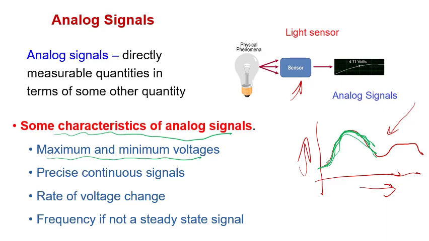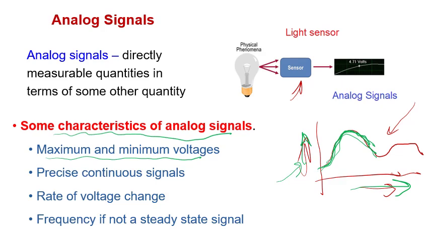Rate of voltage change. There is a rate for the change in the voltage. So we are concerned about how the voltage is changing as a function of time, or as a function of another parameter. How this magnitude is changing in terms of this variable.